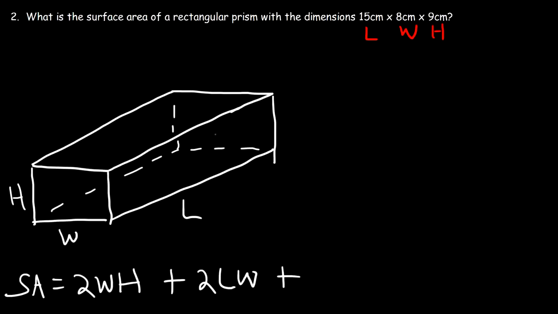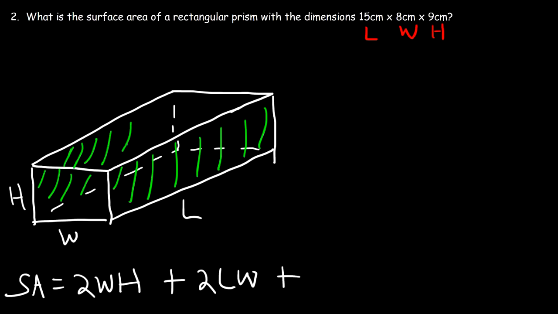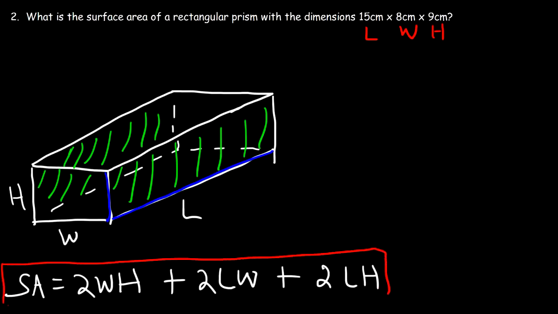Now the last thing we need to worry about is the right side and the left side. The right side has a length of L but a height of H. So the area is LH, but we got to multiply it by 2. So this is the formula that you need to calculate the surface area of a rectangular prism.